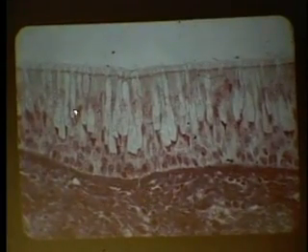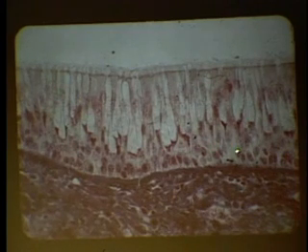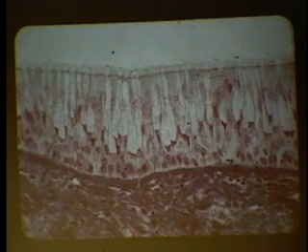Well, do we recognize what kind of epithelium it is? Do we find this down at alveoli? No. Next one.